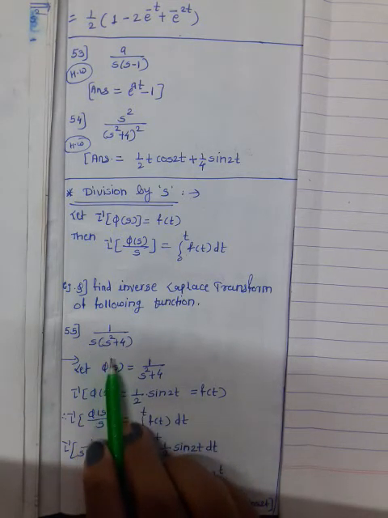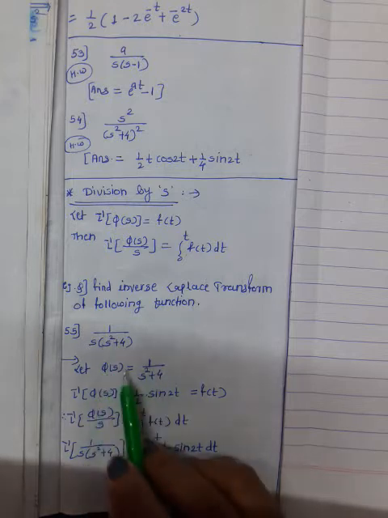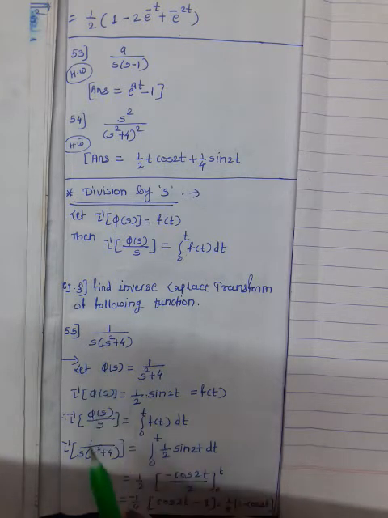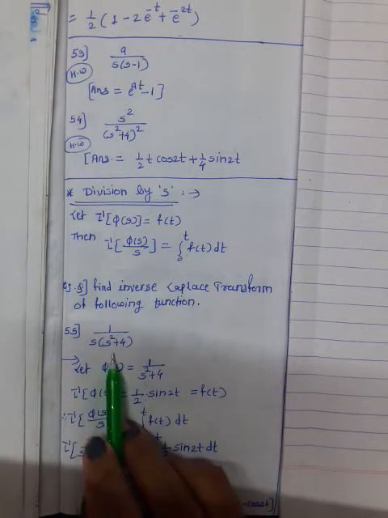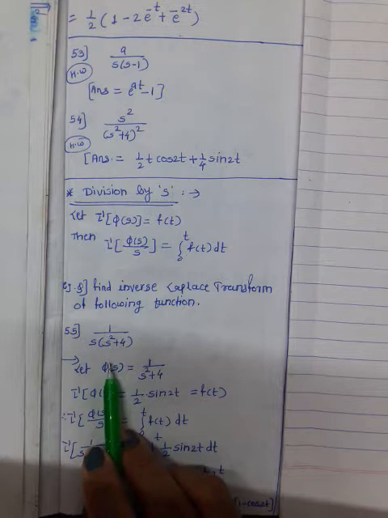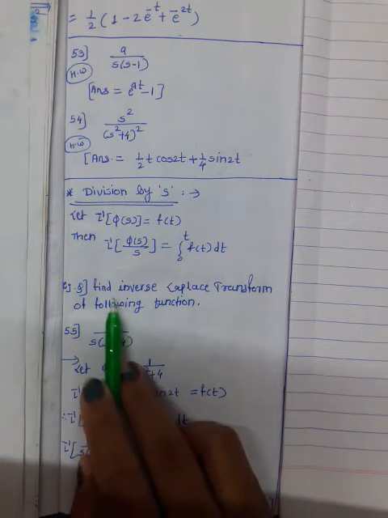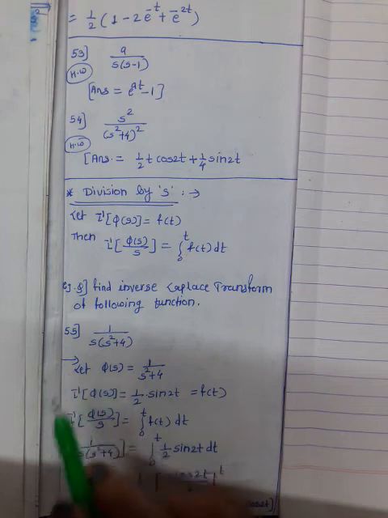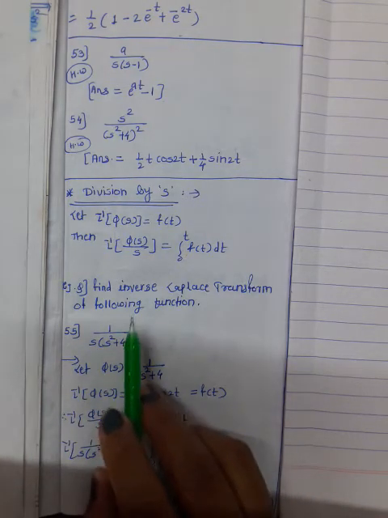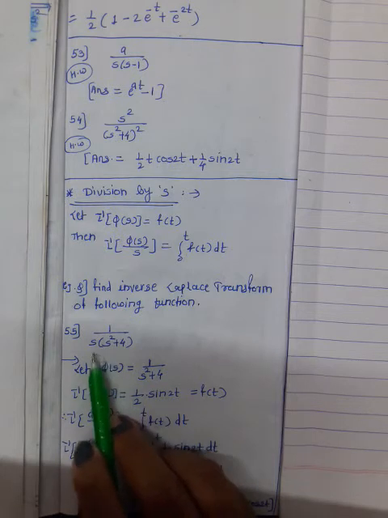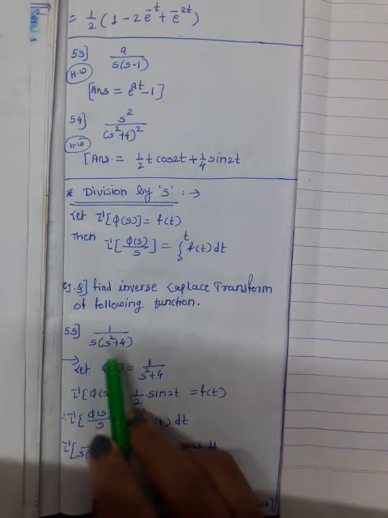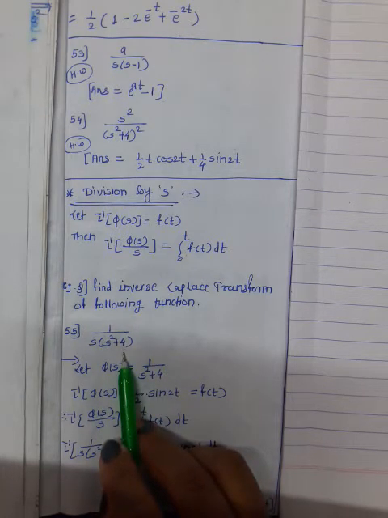This example you can solve by partial fraction also and convolution theorem also. But here you can use the division by s property. If in the example they simply ask for finding the inverse, you can use any method. Okay, now here we are going to see the division by s property. What is division by s? It is, in the denominator s should be there. That's why our original function is this, 1 upon s square plus 4, that's why we have to call it as phi of s first.